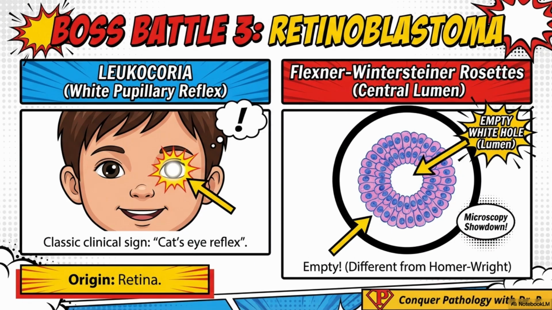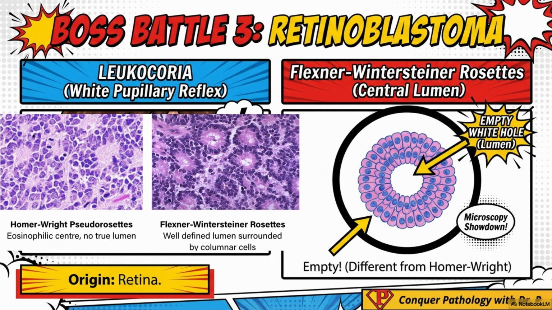Boss battle number 3, retinoblastoma. It originates in the retina. The clinical sign you see is leukocoria. This is the white pupillary reflex or cat's eye reflex in flash photography. Here we see Flexner-Wintersteiner rosettes. Unlike Homer Wright, these have a central lumen. It is a white hole, not pink candy floss. It is a true rosette.